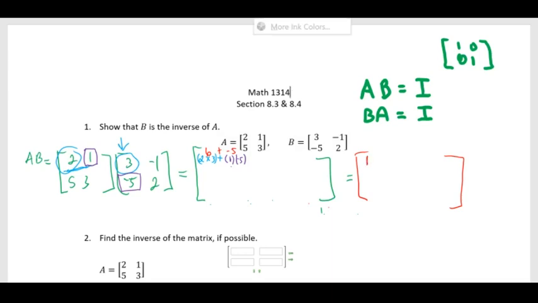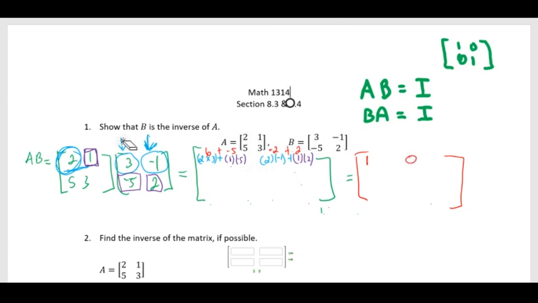And then we go on to the next column, using the same row. So we're going to take 2 times -1 plus 1 times 2. So 2 times -1 is -2, and 1 times 2 is 2. So -2 plus 2 is going to give me 0.